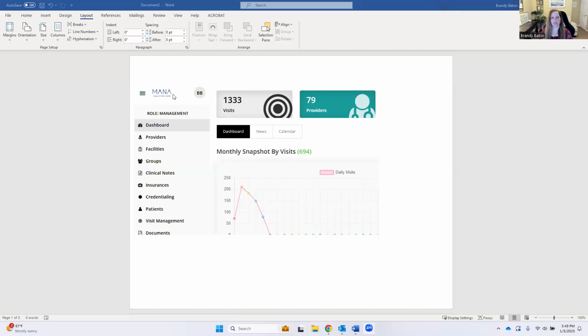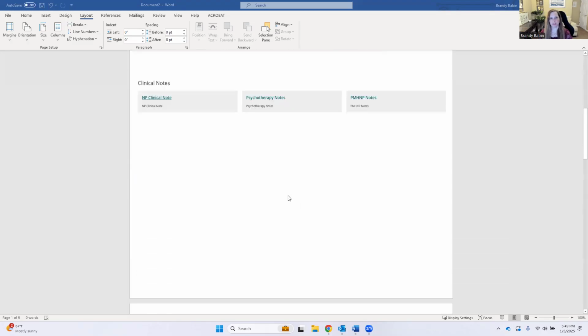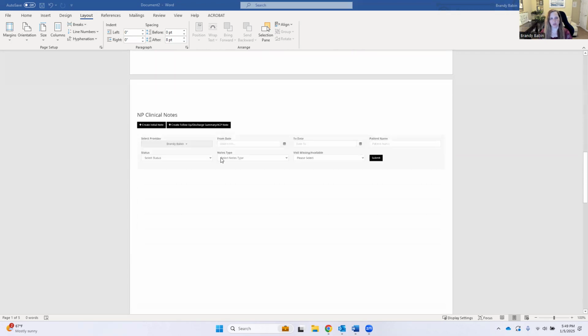And when you log in, this is going to be what your dashboard looks like. And you can see your initials up here, Brandy Babin. And you are going to spend the majority of your time under clinical notes. You're going to write all of your clinical notes and make sure all of your notes are here. So we're going to click on to clinical notes, which will bring us to these three sections. So we're going to click under nurse practitioner clinical note because that's what we are.